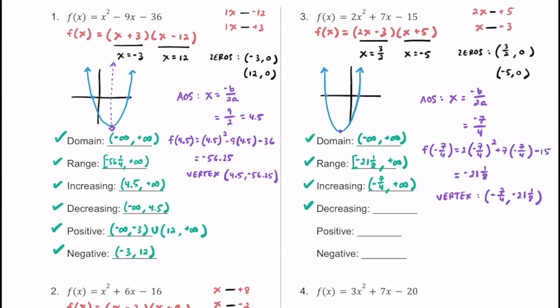So we're going to use this one again. So it's going to be from the left, which is -infinity, all the way to -7/4. And then it starts increasing after that, right?